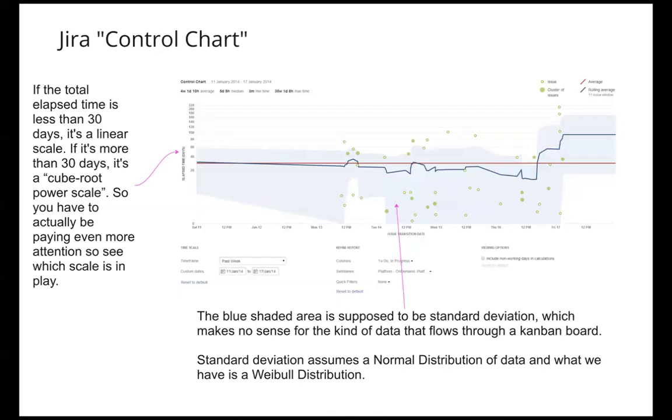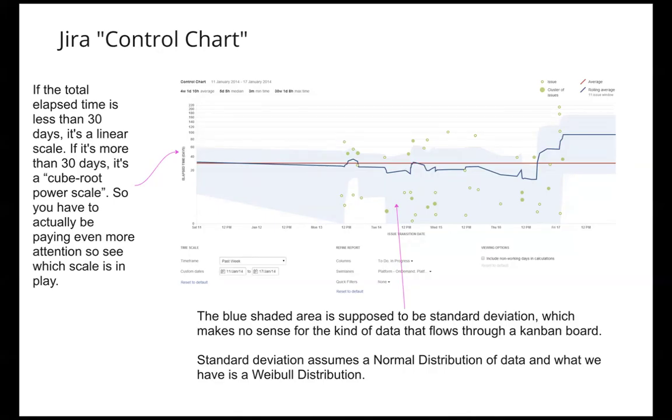If we look at the y-axis down the left-hand side, you would assume that this would be a linear scale, but in fact, right now, it's not a linear scale. It is actually a cube root power scale. But if you were looking at less than 30 days, then it would be a linear scale. So you have to look very closely to see what it is. And quite honestly, most people are just confused by a cube root power scale. And so right off the bat, we're misleading people with information.